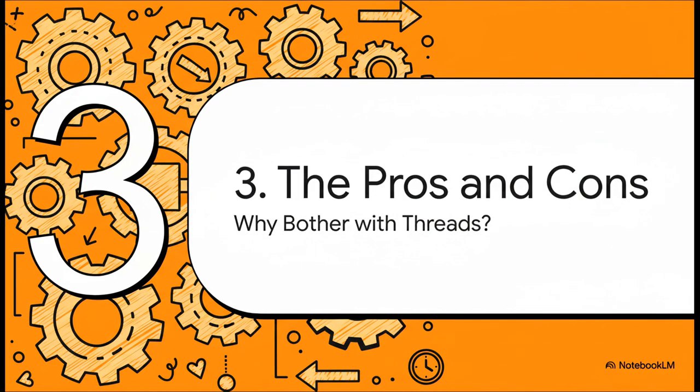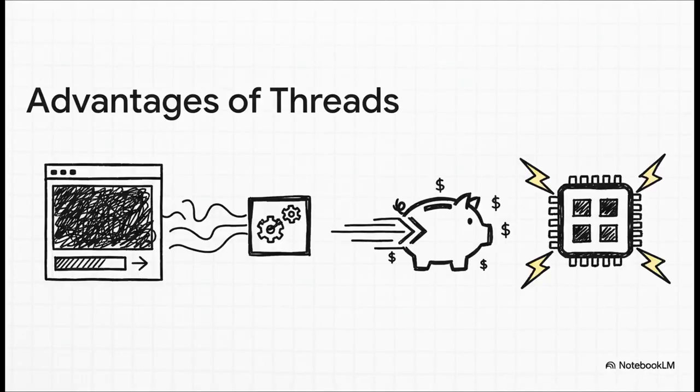So with all that in mind, you might be asking, okay, why do programmers go through all the trouble of using threads? What's the actual real-world payoff? Well, there are 4 huge advantages. First off, responsiveness. You know when a program just freezes up while it's trying to save a big file? With threads, one thread can do that heavy lifting in the background, while another thread keeps the user interface totally smooth, so you can keep on working.